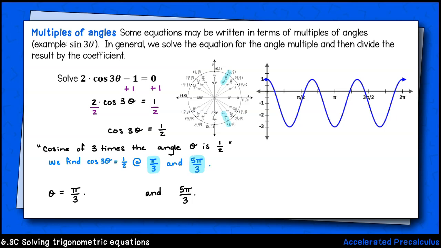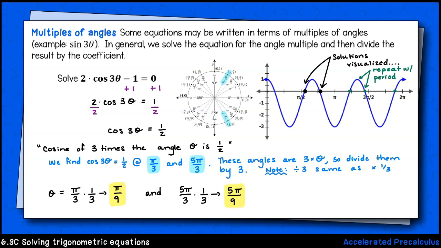Now, it's important to remember that these are technically angles that are 3 times larger than theta. So, to find theta, we'll perform one last algebra step here, which is to divide both sides of our solution equations by 3. Note that in this case, you'll probably find it useful to write dividing by 3 as multiplication by 1/3. These are 2 different ways of representing the same thing. So our solution equation should now read x equals pi over 9 and 5 pi over 9.